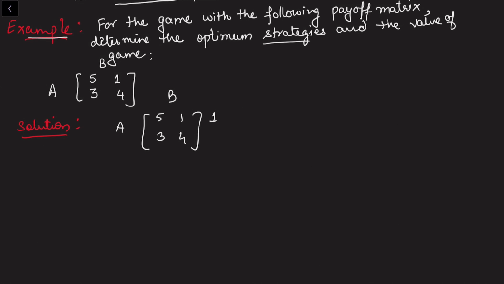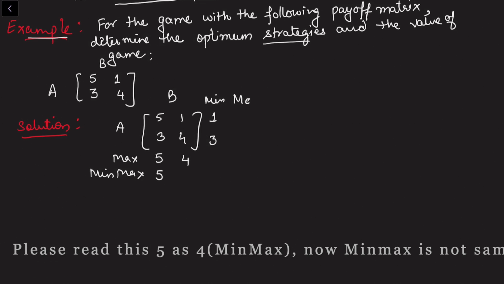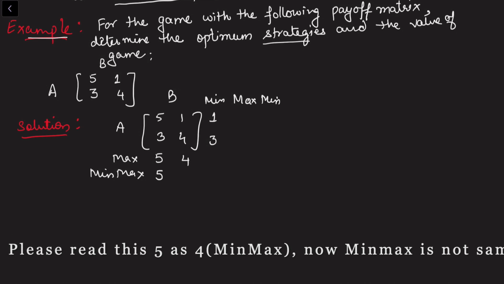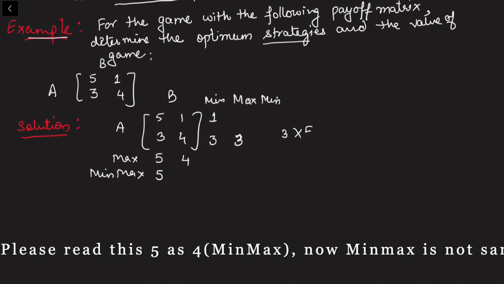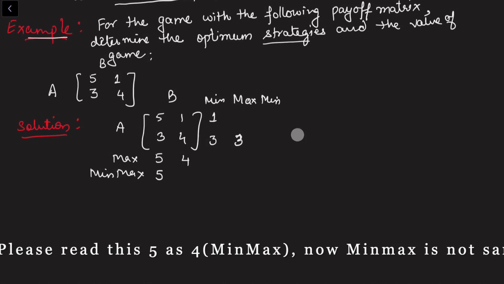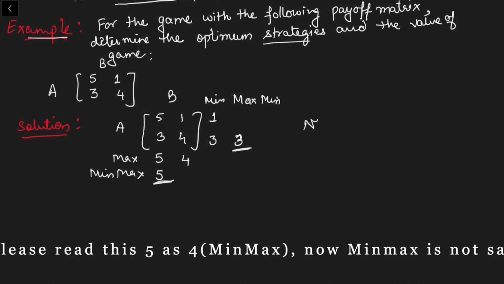The minimum is 1, the minimum is 3. Here the maximum is 5, here the maximum is 4. To find min-max, which is 5. In this case, I have selected the minimum and then I want to find max-min. So max-min is 3. And you can see this 3 is not equal to 5. These are not the same, so there is no saddle point.